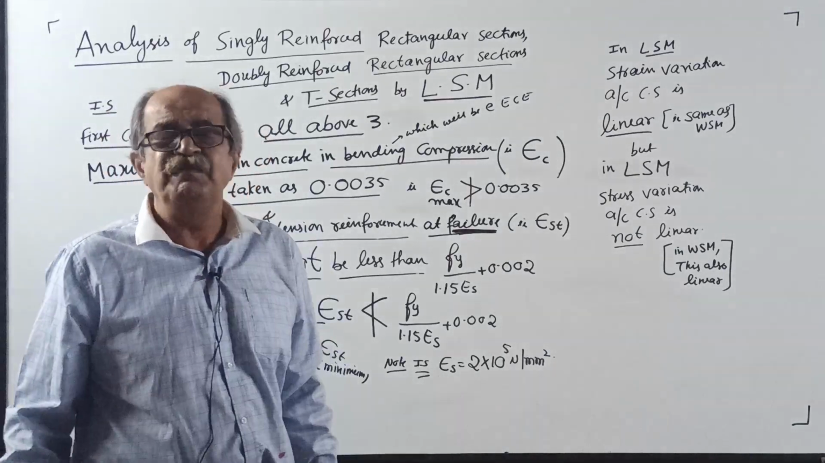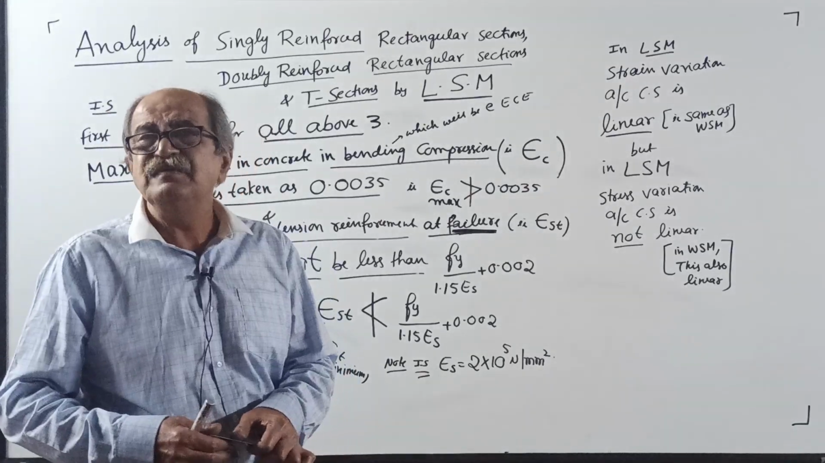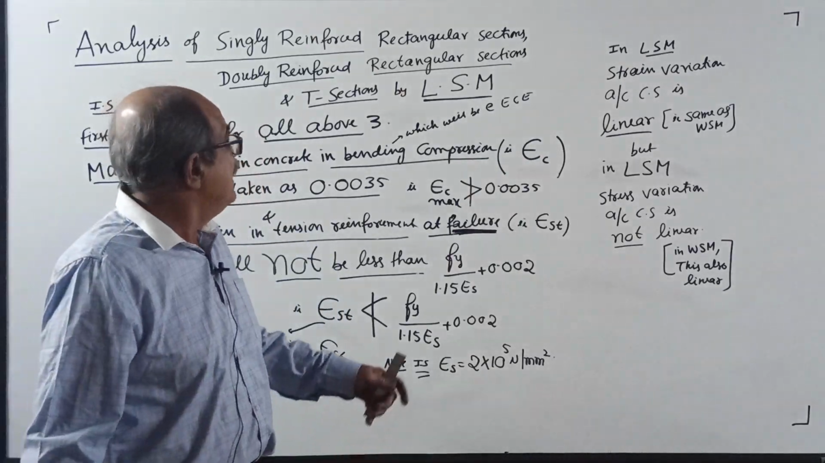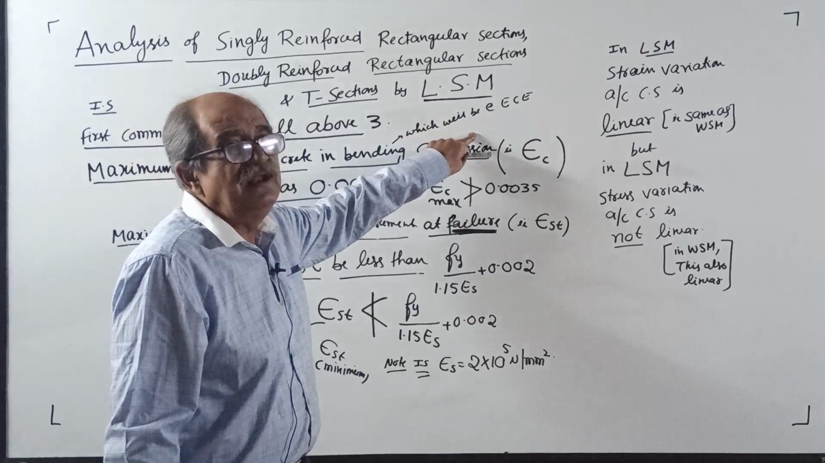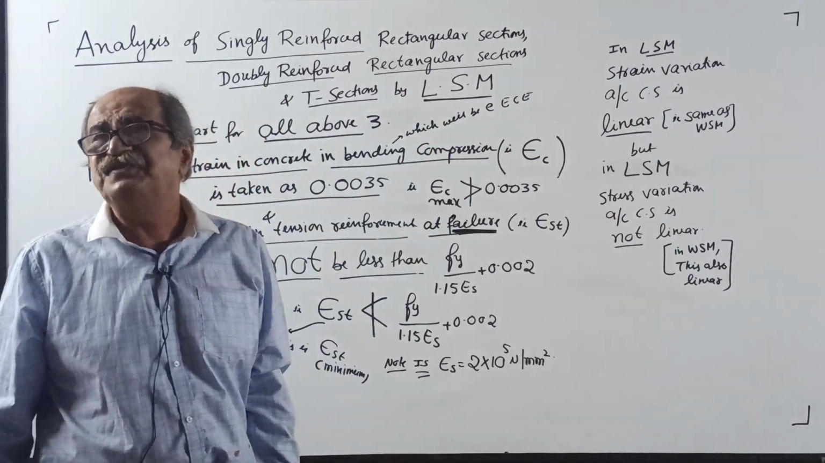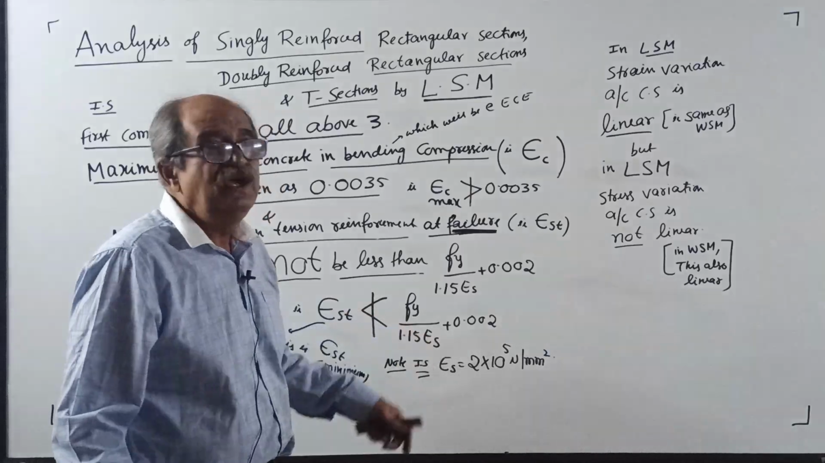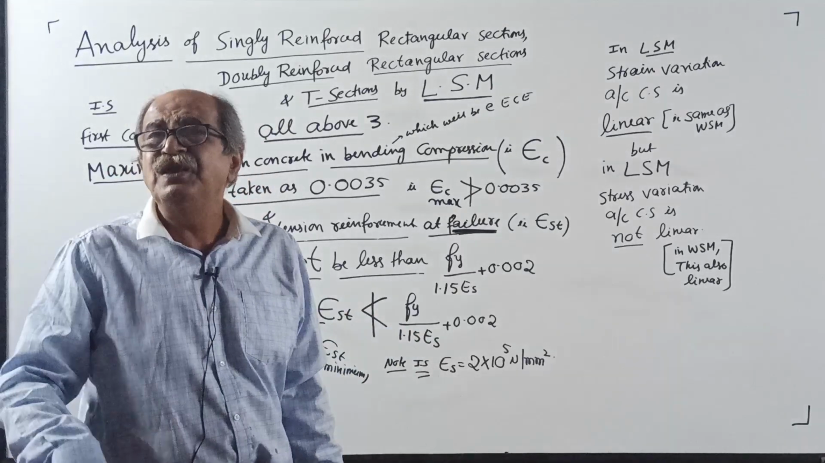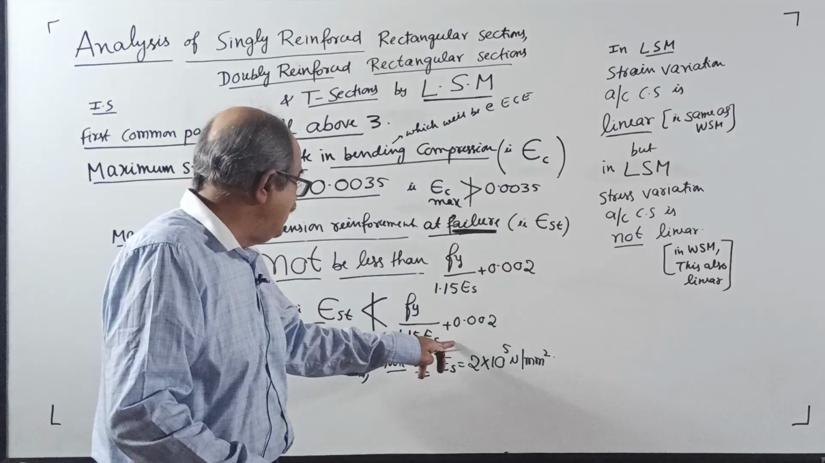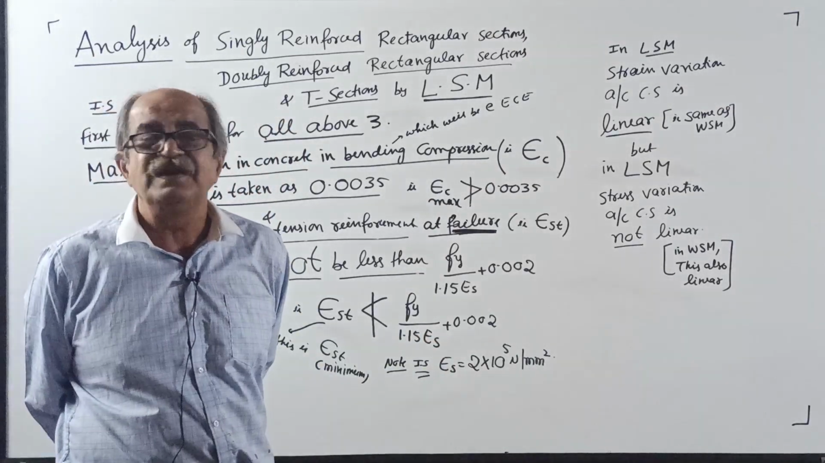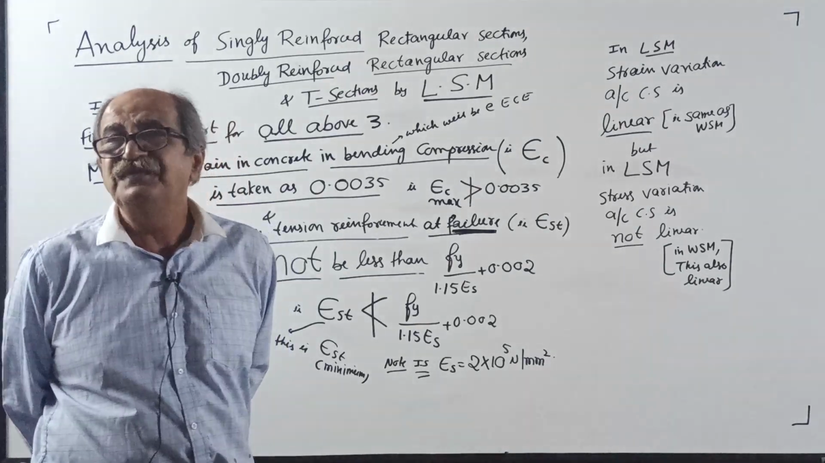Some odd feeling will come. See, strain is bad, whether in compression or tension, strain is bad. But IS code tells compression strain should not exceed. People will agree, yes, correct. Tension strain should not be less than. Means what? They want either this value or more. It looks very odd for a common person. But it has got a reason.